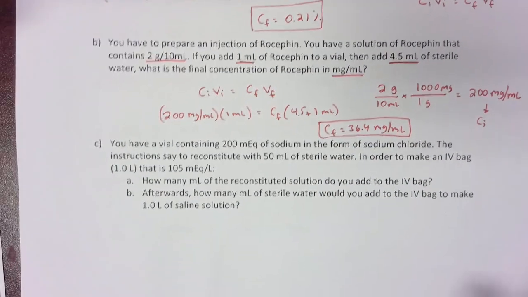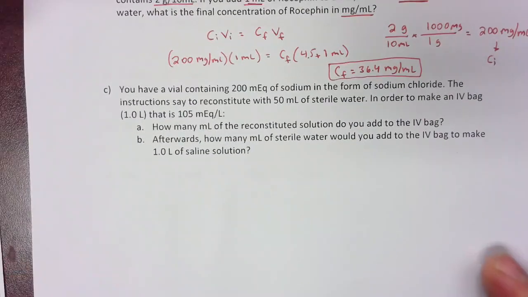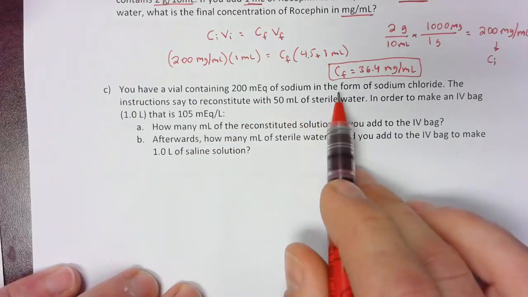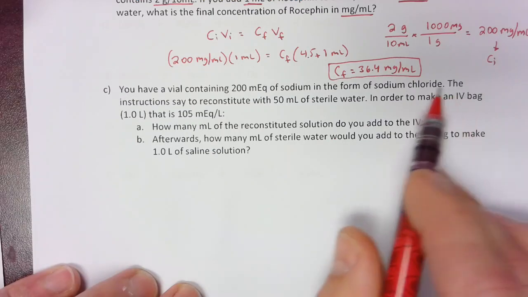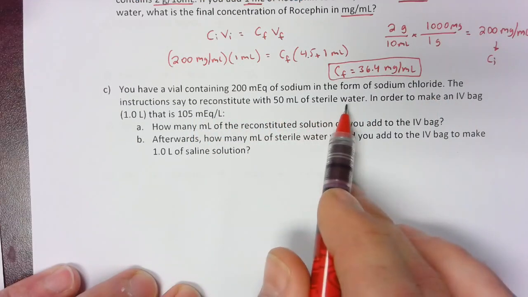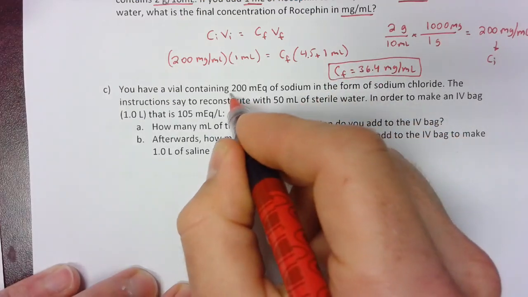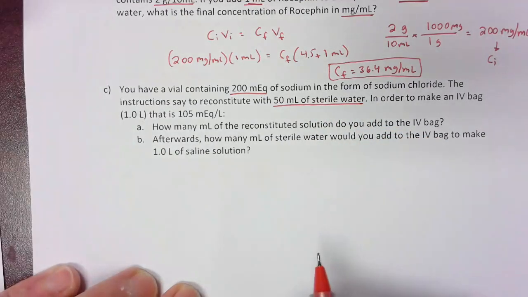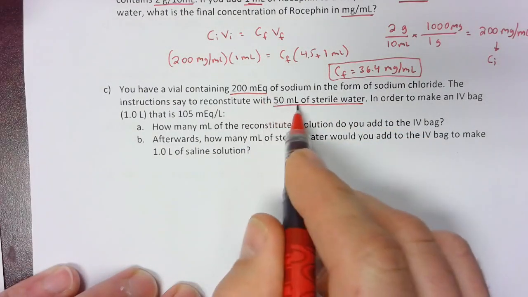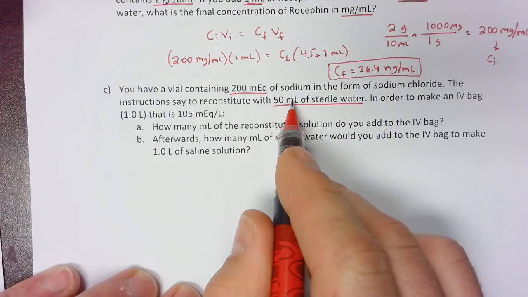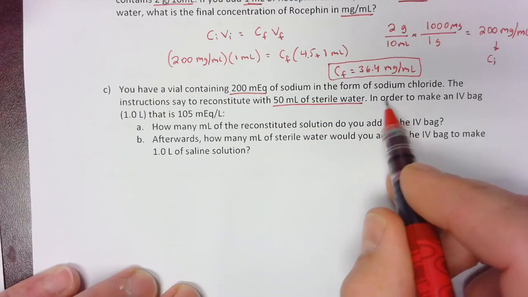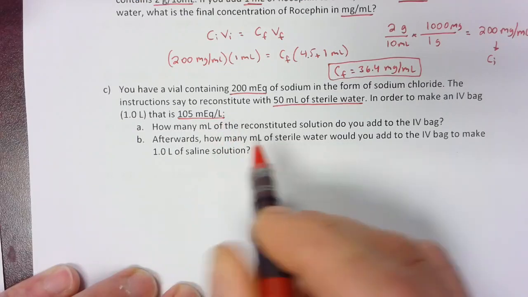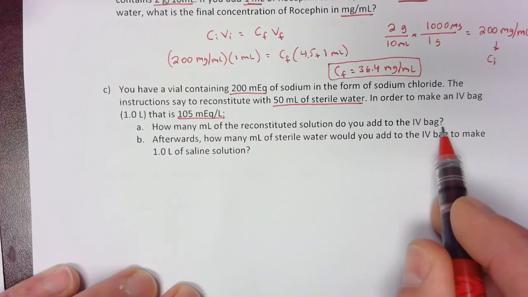All right. Here's another very wordy problem. This says you have a vial containing 200 milliequivalents of sodium in the form of sodium chloride. The instructions say to reconstitute with 50 milliliters of sterile water. So we take 200 milliequivalents, reconstitute with 50 of sterile water. So already here I can see that I'm going to have a concentration in milliequivalents per milliliter. The next part says in order to make an IV bag that is 105 milliequivalents per liter, how many milliliters of the reconstituted solution do you add to the IV bag?